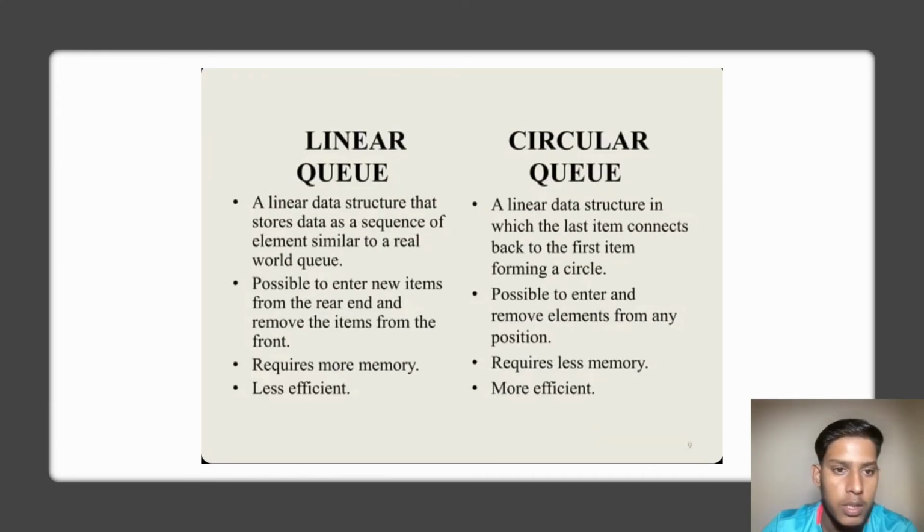Now what is the difference between a linear queue and a circular queue? A linear queue is a data structure that stores the data as a sequence of elements, similar to a real-world queue. A circular queue is a linear data structure in which the last item is connected to the first to form a circular loop. It is possible to enter and remove elements from any position.